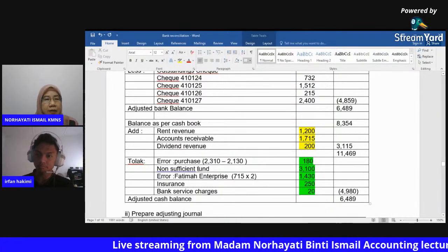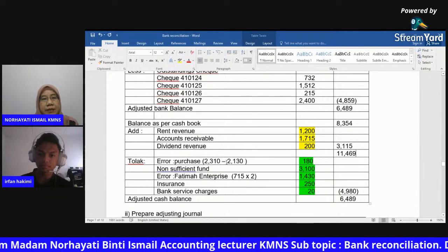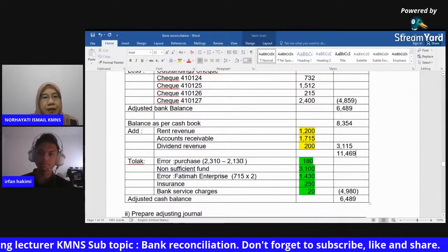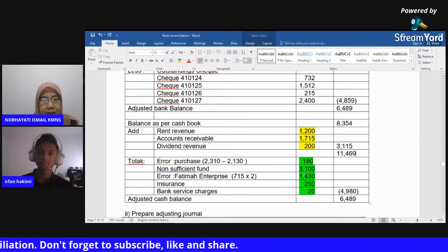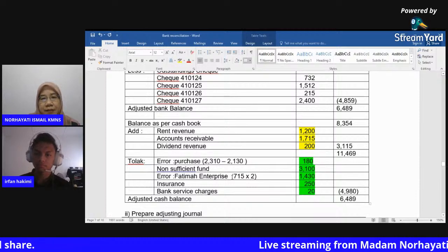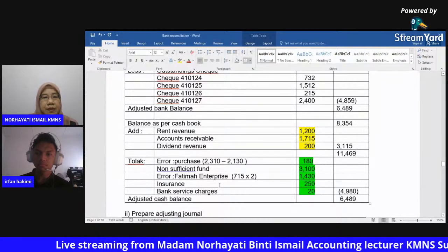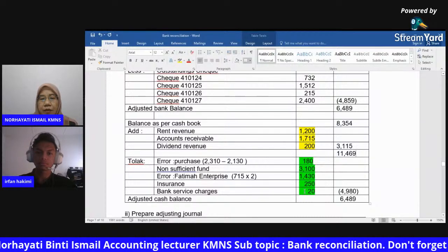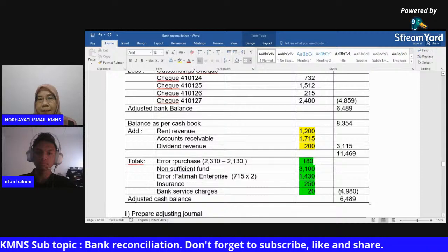After that, we deduct all these items. Purchase, the error just now, 2,310 minus 2,130. We have recorded in the bank statement correctly but not in the cash book. Non-sufficient fund, this amount is 3,100. We must deduct in the cash book. And the error, Fatima, this one is a reversal error. We have to double this amount. We got 1,430, the insurance 250, and bank service charges. That one we have recorded in the bank statement but not in the cash book. So the total is 4,980.